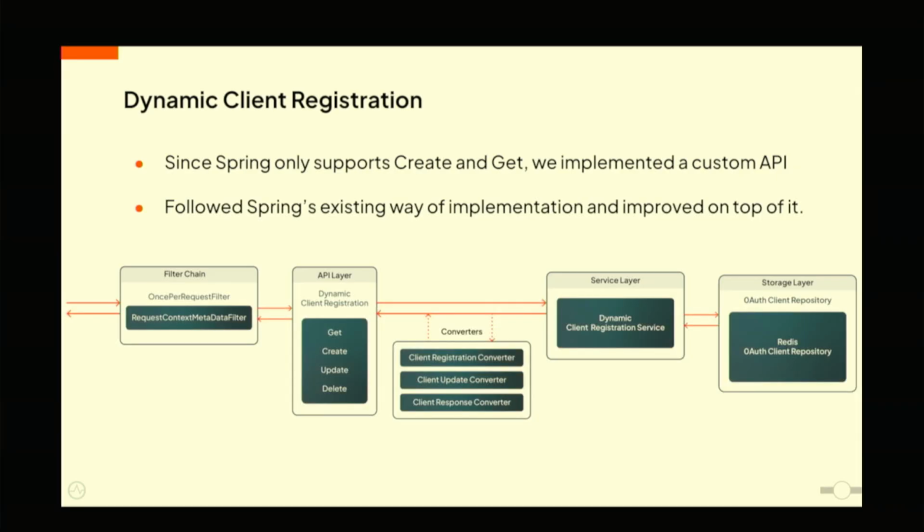Dynamic client registration is one of our major use cases. Spring's implementation only supported create and get, but we needed support for all the CRUD operations: create, delete, update, and get. There was no way for us to customize this when we were looking at Spring's code. So we ended up writing our own custom DCR layer on top of Spring Authorization Server so that we get all these capabilities.